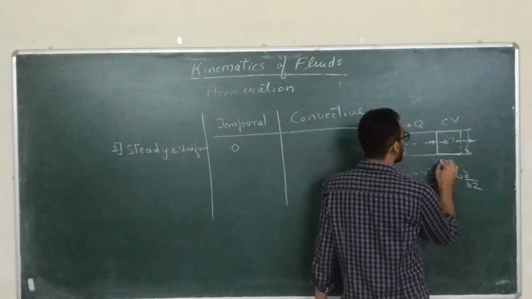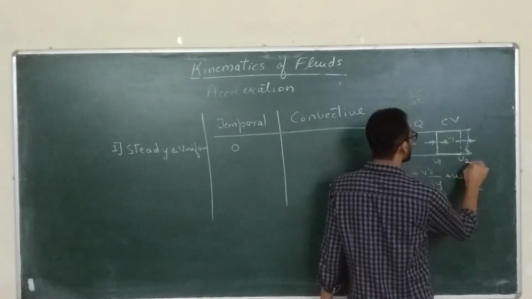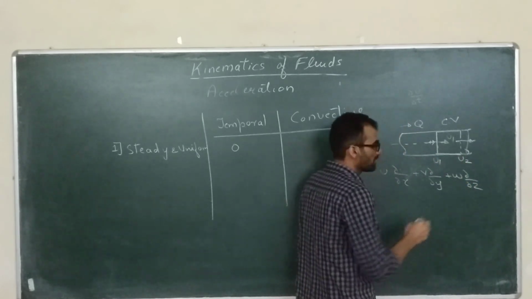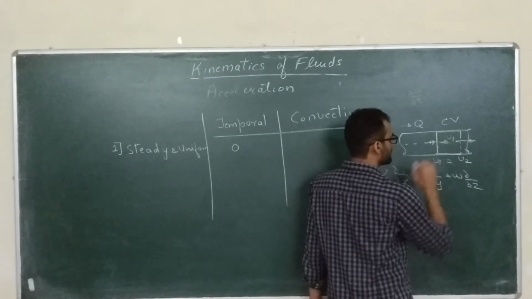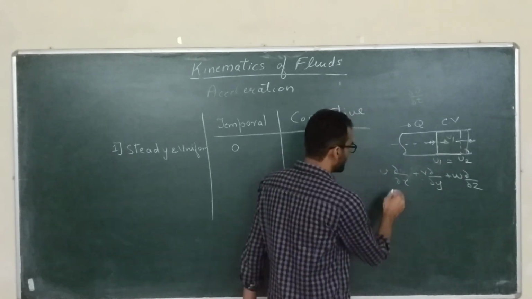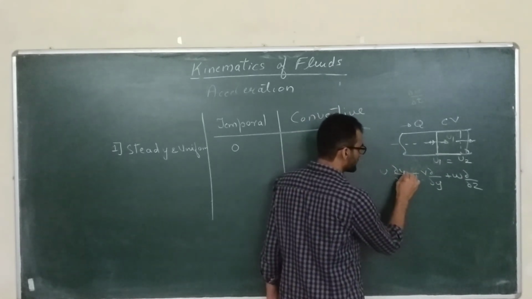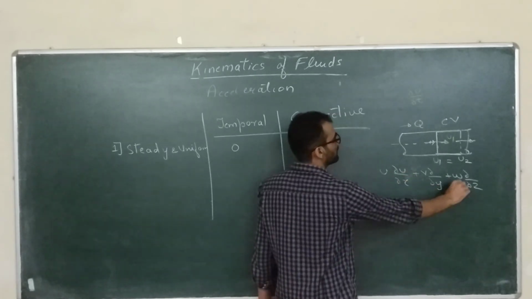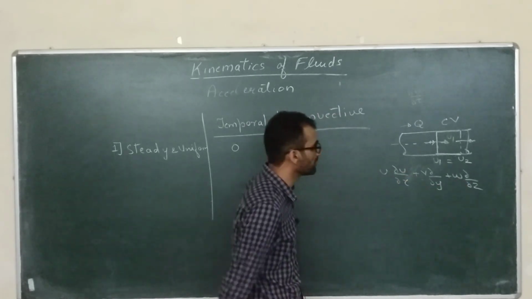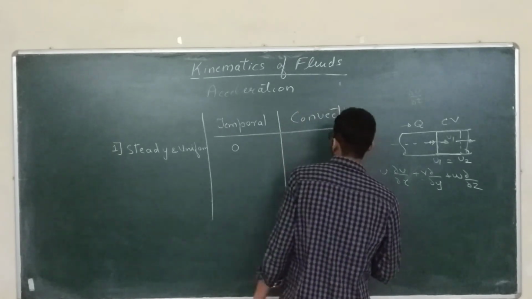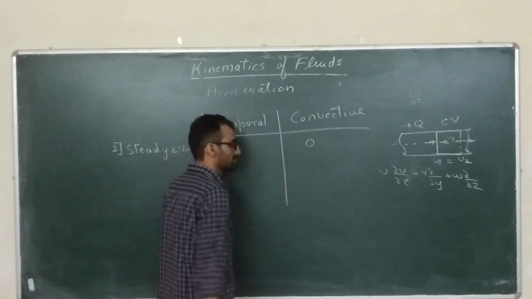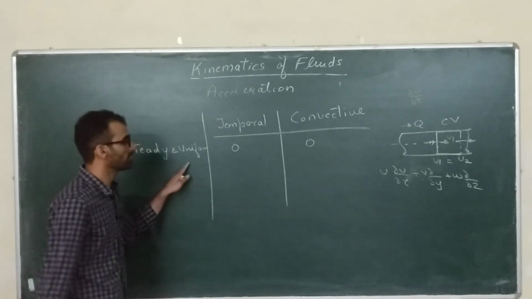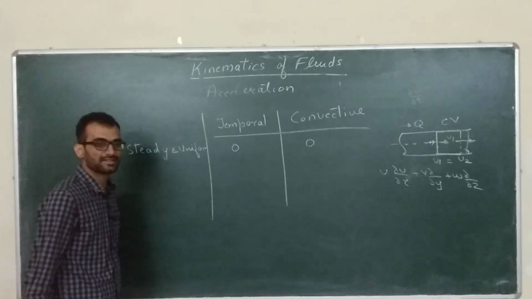So u1 will be equal to u2 here. So velocities will not change with space. So there will be no rate of change of velocity. Let us say if we are considering u, there will be no rate of change of velocity in the x, y or z direction since it is a uniform flow. Therefore the convective acceleration will also be 0 in this case. So for a steady and uniform flow we will get total acceleration 0.